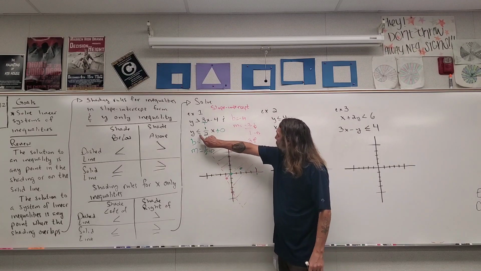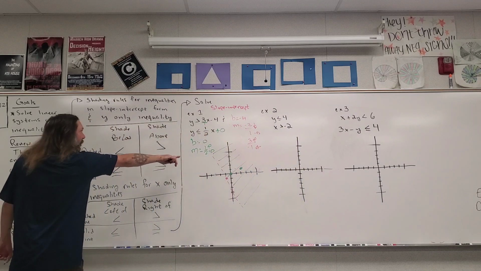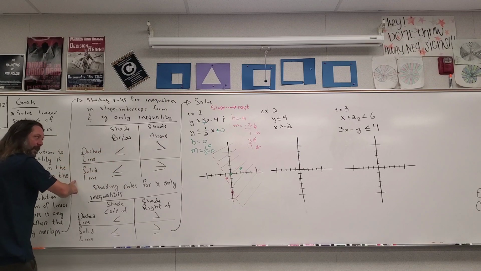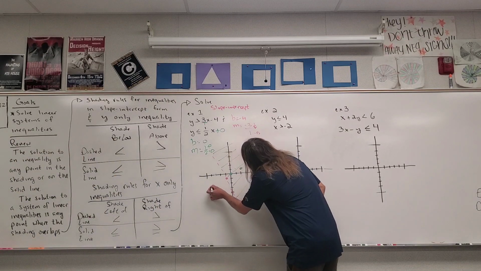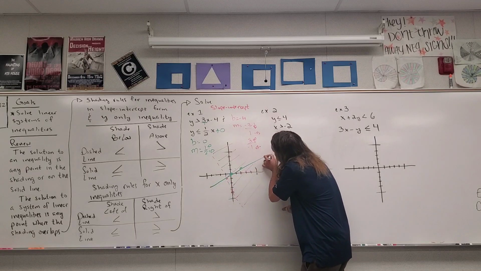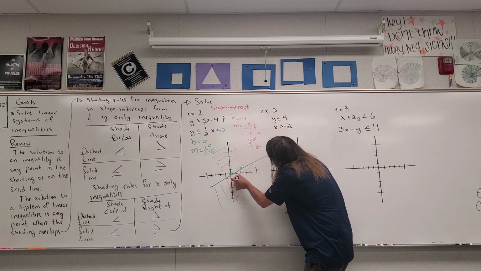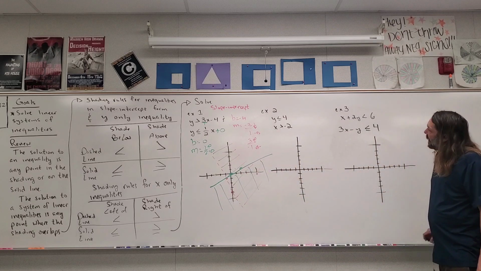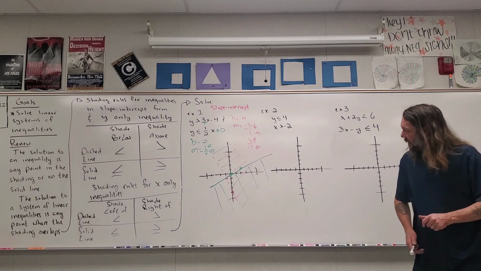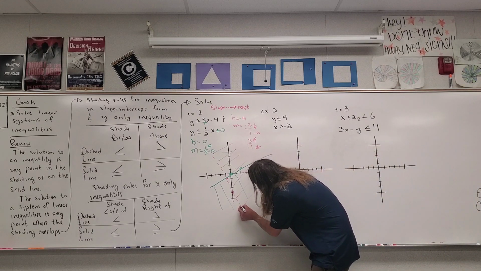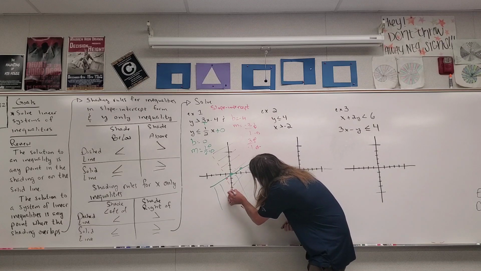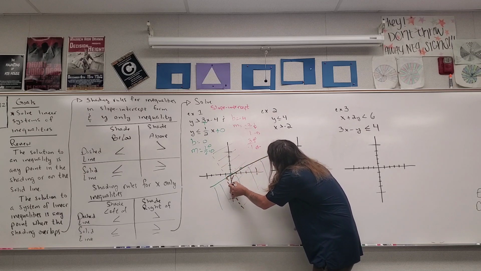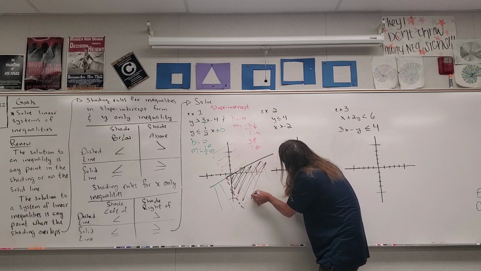Let's go see what our inequality symbol says. I have this symbol, so I'm going to shade below, and my line is solid. So I have a solid line, and I'm going to shade below. Okay, so remember, we're looking for where the graphs overlap, where the shading overlaps. And so what that means is my solution to this inequality is going to be bordered by this dashed line, this solid line, and all the shading that is overlapping.